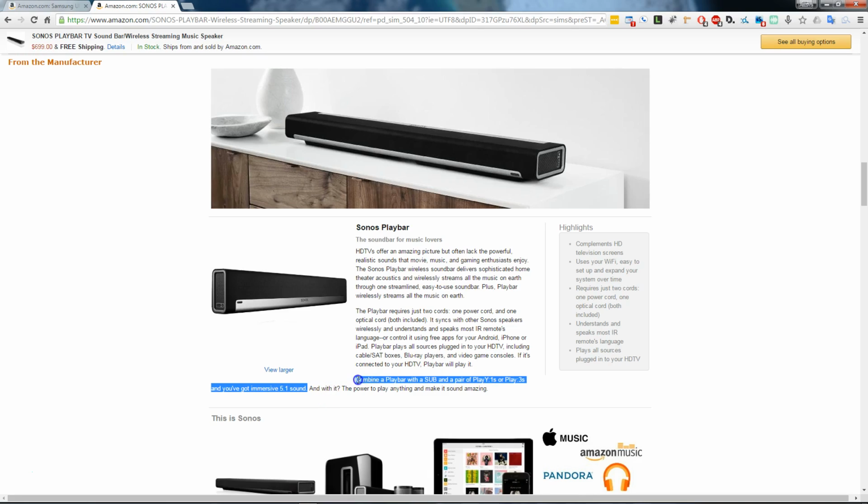Here, I believe they could have done a bit better. Describe what these are. Not everyone knows what a Play 1 or a Play 3 is, so you can't form that visual image. A subwoofer and a pair of, I imagine that they're some sort of speakers. And you've got an immersive 5.1 surround, let's put surround sound. And with it, this is a bit clumsy. The power to play anything and make it sound amazing.